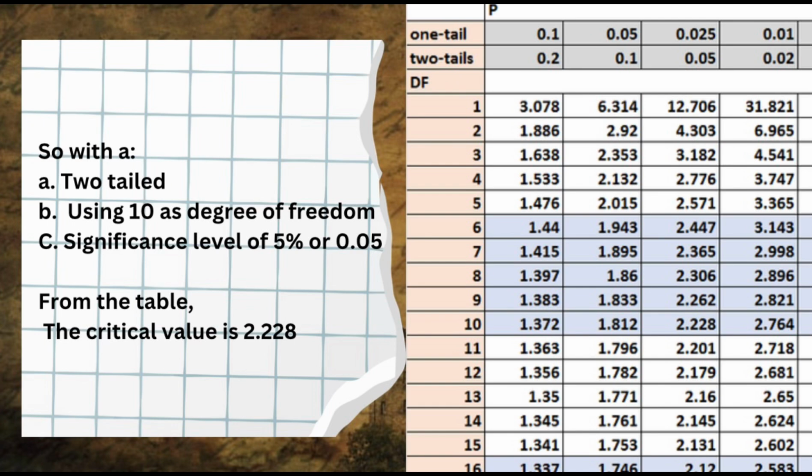and a significance level of 5% or 0.05. So let's now identify. Look at the two-tailed test and find the 0.05. Did you already find the 0.05? Okay, and look down to the degrees of freedom and find the number 10, connected to 0.05. Did you see the 2.228? Yes, that's correct. So the critical value is 2.228.